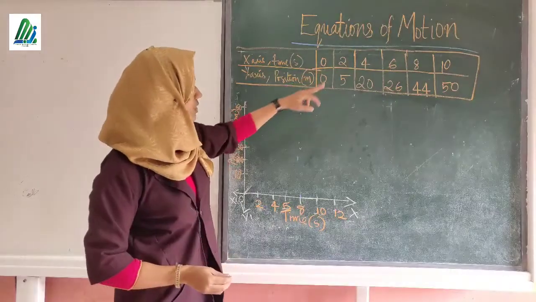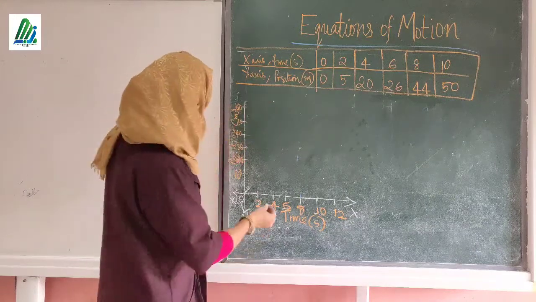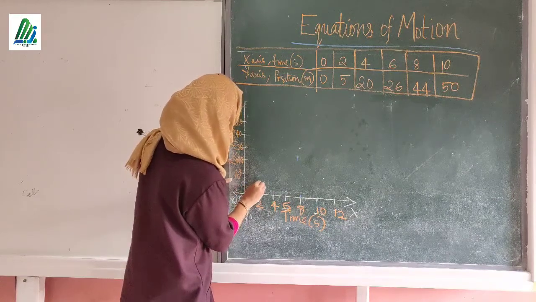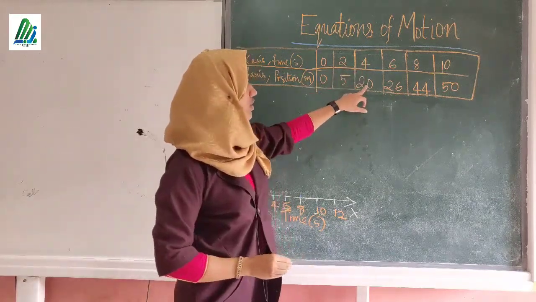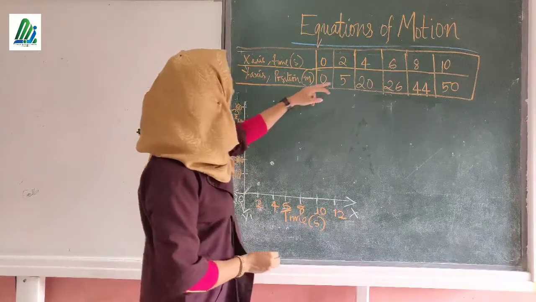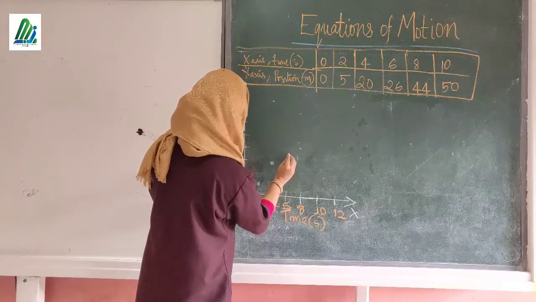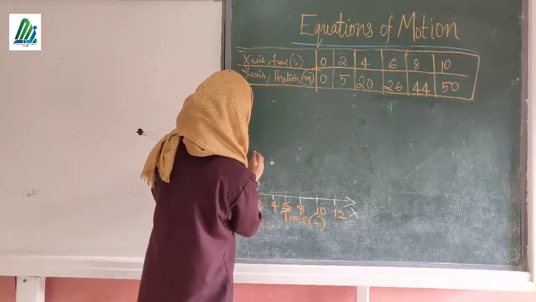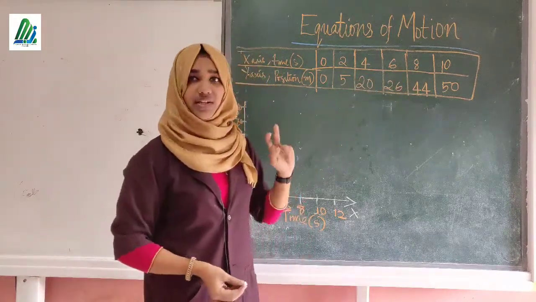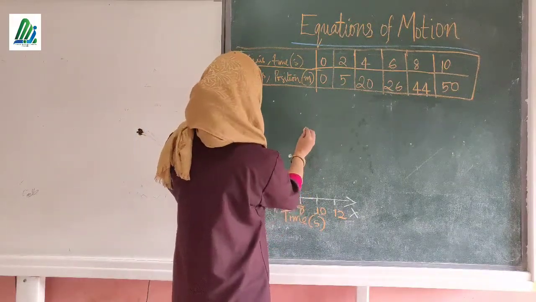Then at 2 seconds, the position is 5 meter. Then at 4 seconds, the position is 20 meter. Then at 6 seconds, the position is 26 meter. Then at 8 seconds, the position is 44 meter.